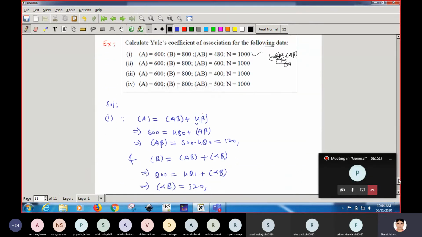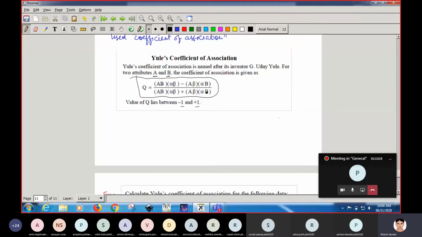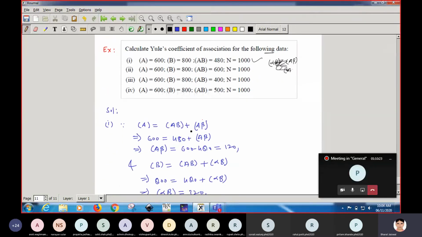So now the question is, what would be the value of A beta? Because A beta and alpha B are needed. So for A beta, this is the formula: A is equal to A with B plus A with absence of B. Similarly we can apply this for B, B with presence of A and absence of A. So A is 600, given, and 480 is AB. Now what about A beta? So A beta will be 120.